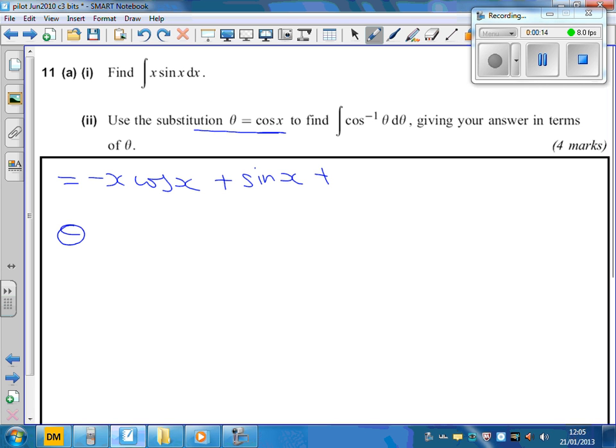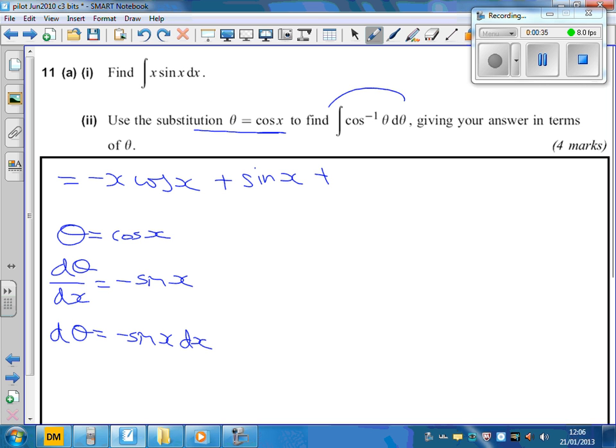Of course, whenever we see a substitution, the first thing we do is differentiate it. So d theta by dx, cos integrates to minus sine of x. We rearrange it to get d theta, and d theta is minus sine x dx. Now, this is the integral we're trying to do. We know what that is now: inverse cos of theta. Well, we're going to need that.